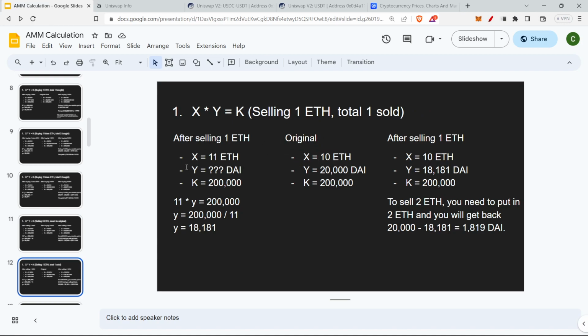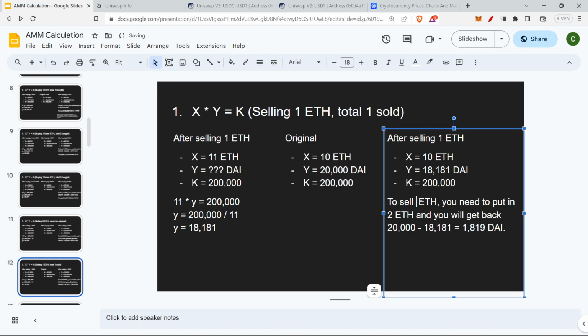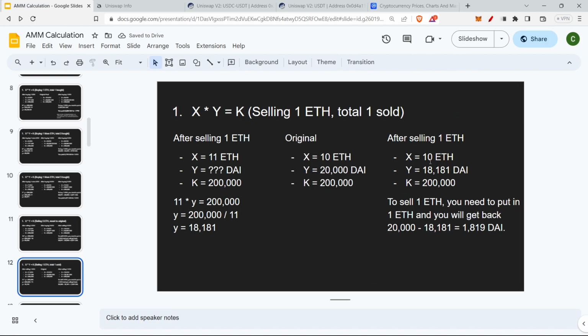And now we have to calculate what y is again. So y is 18,181. So when you want to sell one ETH, you get 1,819 DAI. So this is 11. Yeah. So this times this will get you 200,000 DAI.